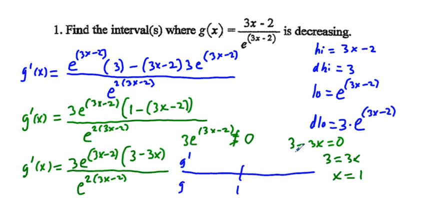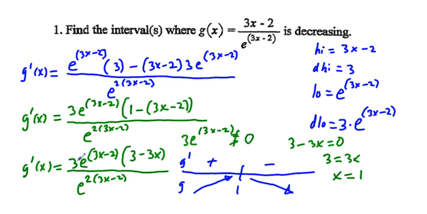And so we're just going to plug in a number less than 1 and see what happens. If we plug in, say, 0, we're going to have a positive value. So the function is going to be increasing from negative infinity to 1. But for a number greater than 1, say 2, we're going to have 3 minus 3 times 2, which is negative.